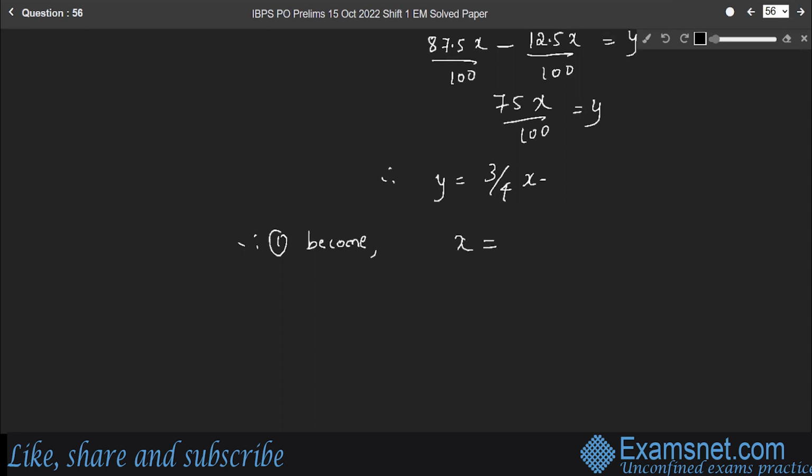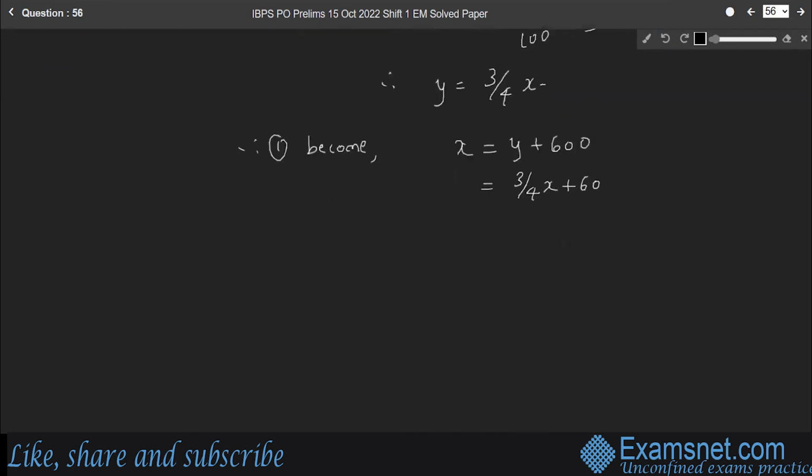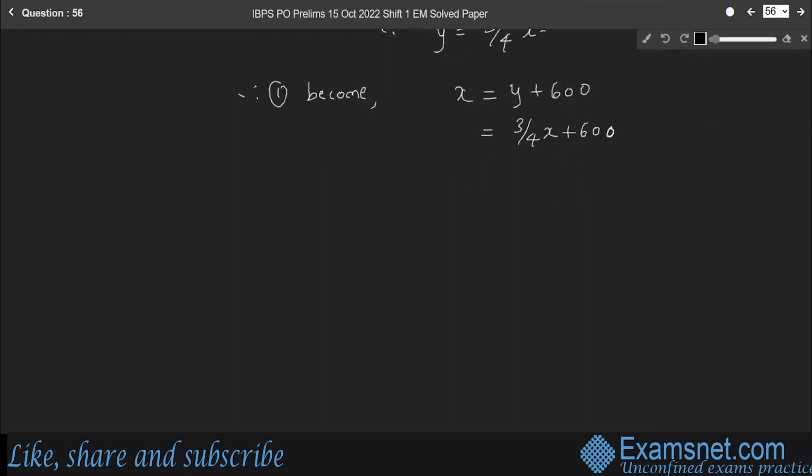so x is equal to Y plus 600. So Y is 3 by 4x plus 600. Therefore, x minus 3 by 4x, that is 1 by 4x, is equal to 600. So x is 2400. So the x is nothing but votes received by Ram.